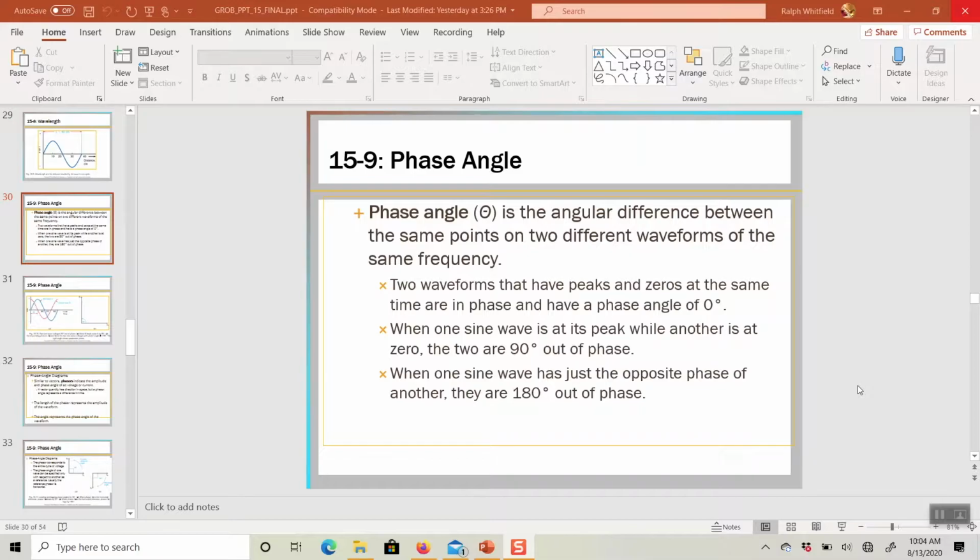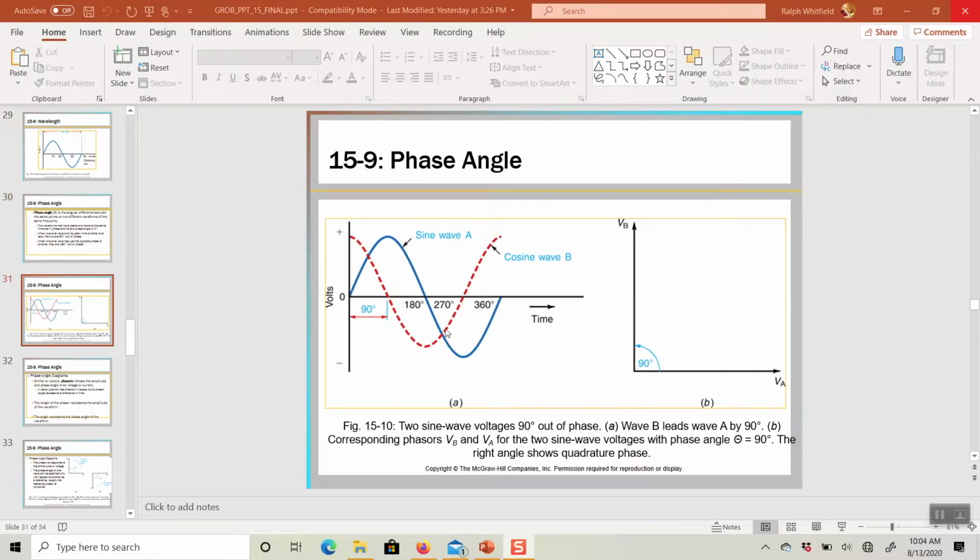Next for lesson 2, we'll look at phase angle and how AC reacts with resistors in a circuit. The phase angle is the angular distance between the same points on two different waveforms at the same frequency, etc. Basically, that's what we're talking about here. The phase angle between V of A and V of B is just 90 degrees.